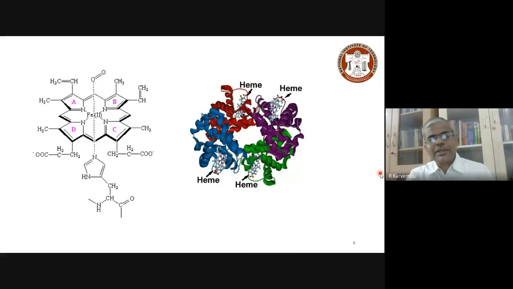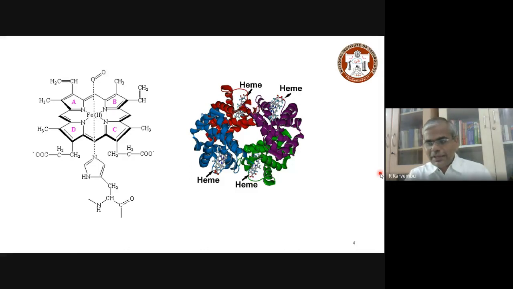I've just given here the structure of hemoglobin. It is not the structure of full hemoglobin, the structure I have given on the left side. This is just one unit of heme. There are 4 such units in hemoglobin, which are connected by means of a globular protein. You see there is an iron metal, which is surrounded by a porphyrin ring.